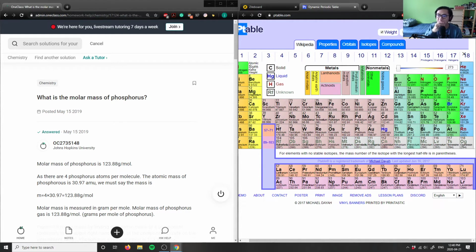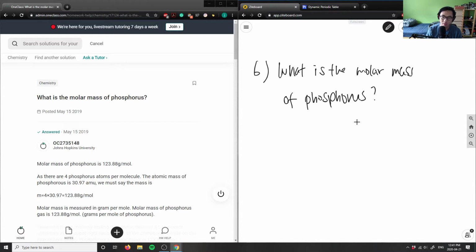So as you can see, phosphorus here belongs in the non-metal section. This is the right side of our periodic table here. And this here is phosphorus. So P here has an atomic mass of 30.974, right? So P here is 30.974 grams per mole.